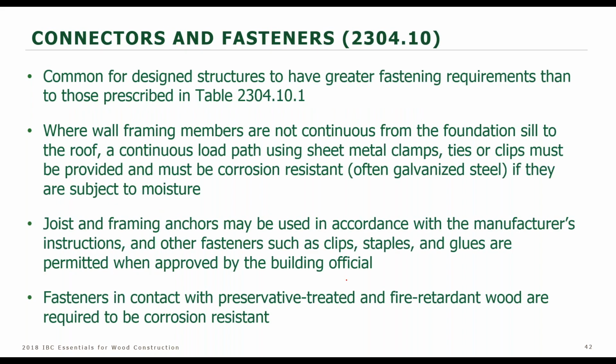Of course, there are provisions in chapter 23 on connectors and fasteners for wood construction. And there is a fastener table. The table functions like this. Connections have to be designed to resist all loads. And the minimums for connecting structural elements would also have to meet table 2304.10.1. So as a designer, you're checking that table to make sure you meet the minimums.